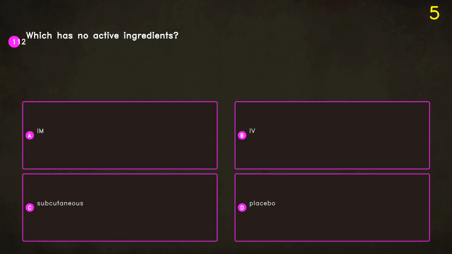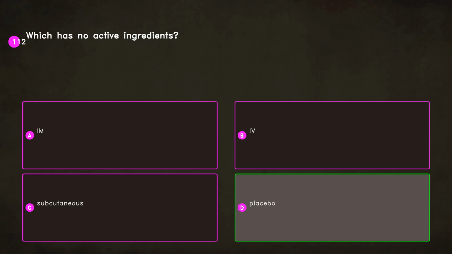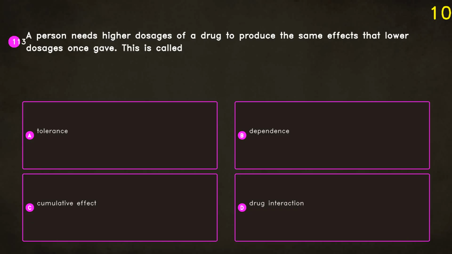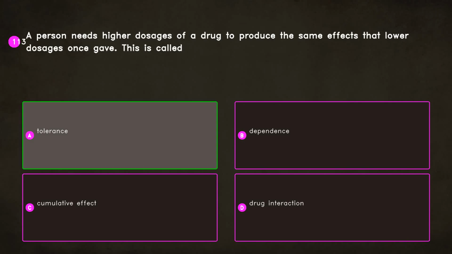Question 112. Which has no active ingredients? A. IM. B. oral. C. subcutaneous. D. placebo. The correct answer is placebo. Question 113. A person needs higher dosages of a drug to produce the same effects that lower dosages once gave. This is called A. tolerance. B. dependence. C. cumulative effect. D. drug interaction. The correct answer is tolerance.